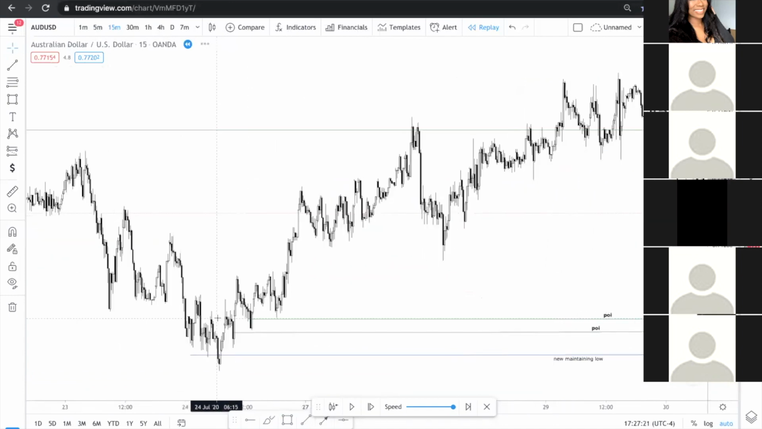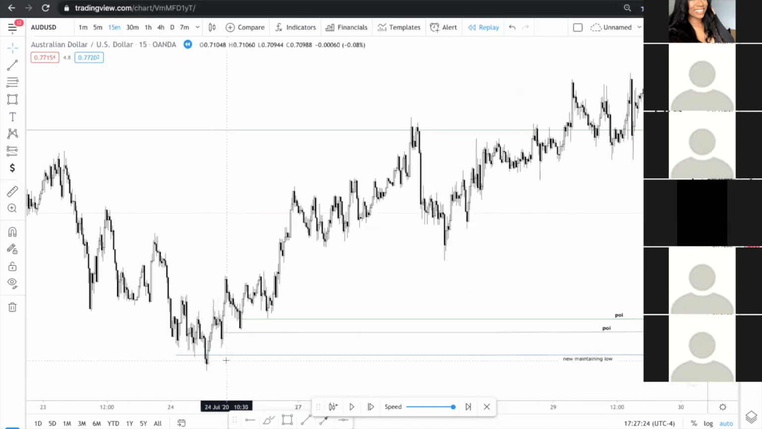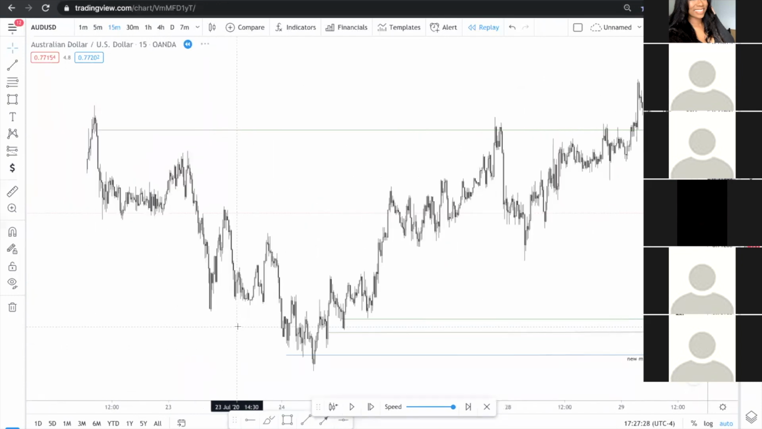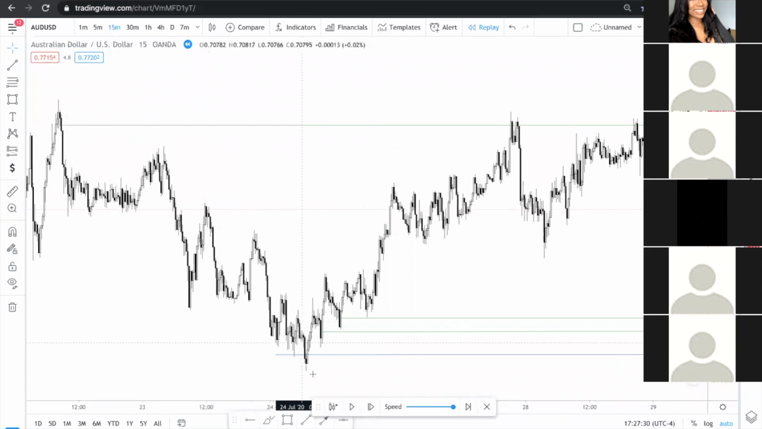Okay, so this is maintaining the new low. So once I got these 2 points of interest after maintaining the low, and this is what, guys, the bottom of the range. I tell you to look for buys and sells at the bottom of the range, right?